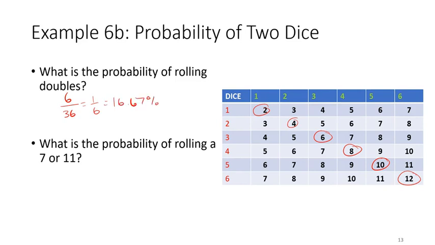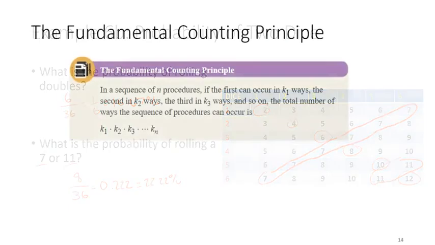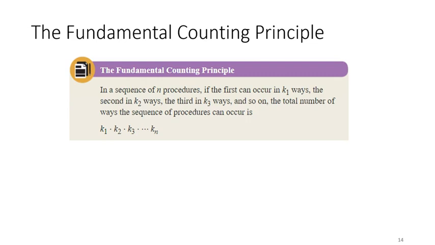The probability of rolling a 7 or an 11, well, there's 1, 2, 3, 4, 5, 6 ways to get 7 and 2 ways to get 11. So that's 8 possibilities out of 36, which is 0.222 or 22.22%.